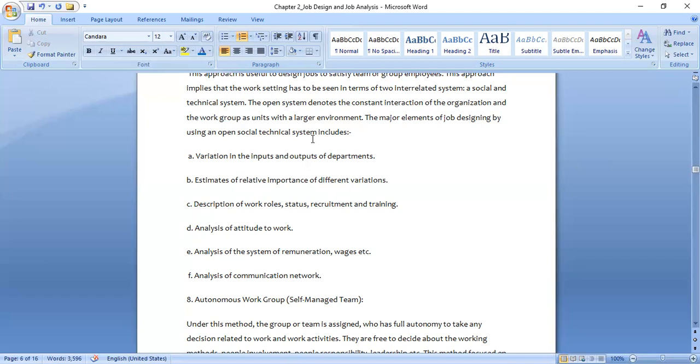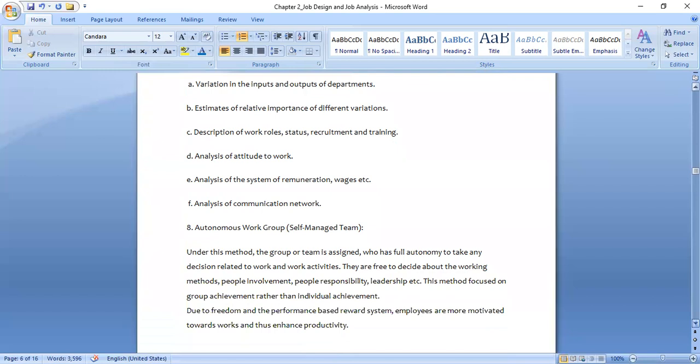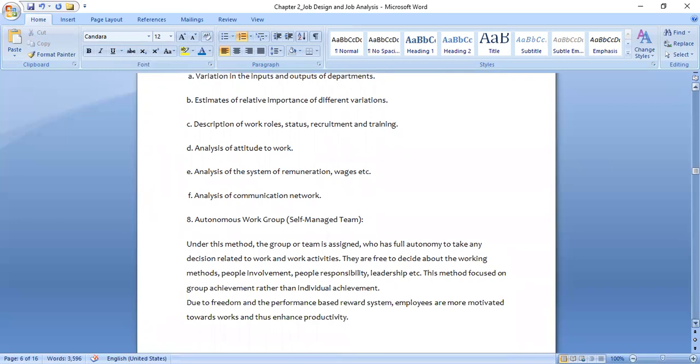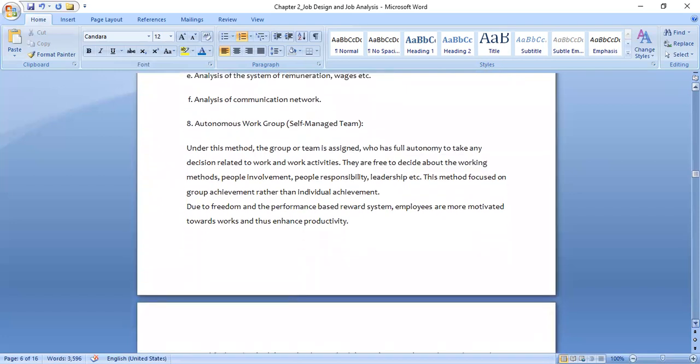And then also, while preparing this job design, you have to analyze the communication network. In other words, you have to show who reports to who. And then also you have to identify the autonomous work group. In other words, for the autonomous work group, you have to identify the self-managed team.